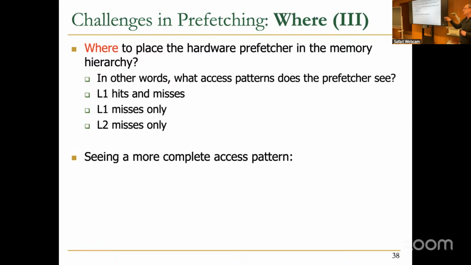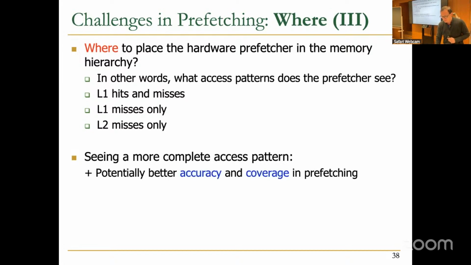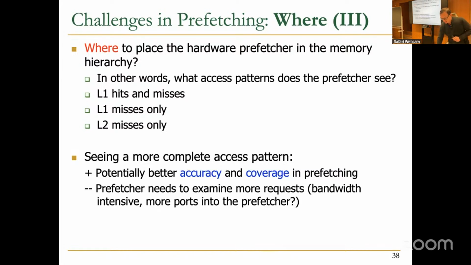If you, for example, see every access that is made by the processor, you see a complete picture. But that's a lot of bandwidth also that you need to deal with because the processor is generating addresses every cycle, multiple addresses every cycle, actually, if you have an aggressive processor. But seeing a more complete access pattern can give you potentially better accuracy and coverage. But the prefetcher needs to examine more requests, so it becomes more complicated to keep up with the processor.